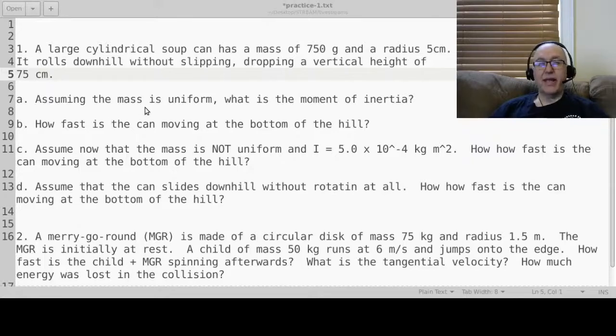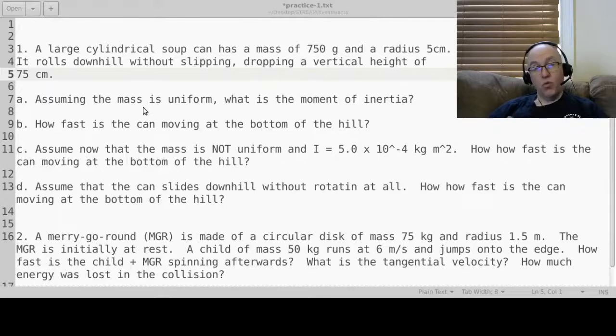The first question is, assuming the mass of the soup can is uniform, what is the moment of inertia? That's important because the formula that I gave you for calculating the moment of inertia of a soup can assumes that the mass is uniform. And just to remind you what moment of inertia is, it is related to the mass, how much substance is there, but it's also related to how it's distributed. If the mass is all very close to the axis of rotation, then there's very little moment of inertia. But if the mass is far from the axis of rotation, then there's a lot of moment of inertia. That's because moment of inertia is a measure of how hard it is to get something turning.